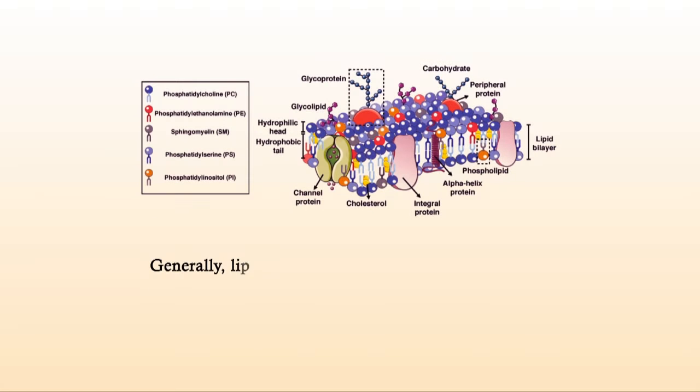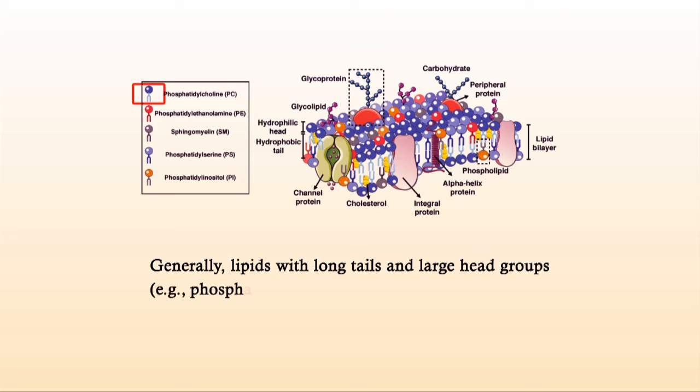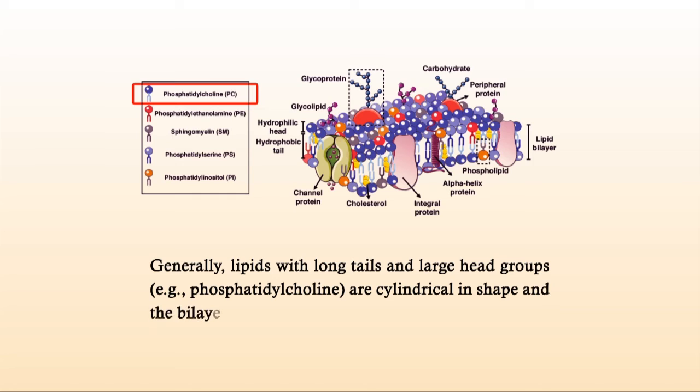The lipid composition of a bilayer also influences the local curvature of the membrane, since the local curvature of a membrane depends on the relative sizes of the polar head groups and the non-polar tails of the phospholipids. Generally, lipids with long tails and large head groups, for example, phosphatidylcholine, are cylindrical in shape and the bilayers formed by them are relatively flat.